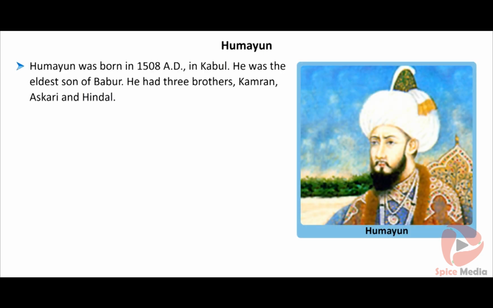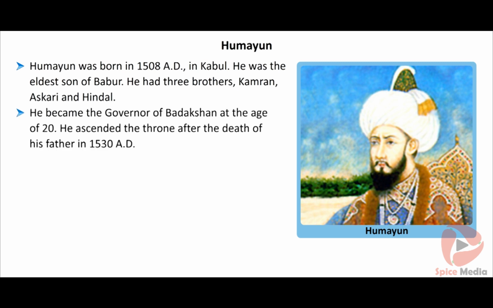Humayun was born in 1508 AD in Kabul. He was the eldest son of Babur. He had three brothers, Kamran, Askari and Hindal. He became the governor of Badakhshan at the age of 20. He ascended the throne after the death of his father in 1530 AD.